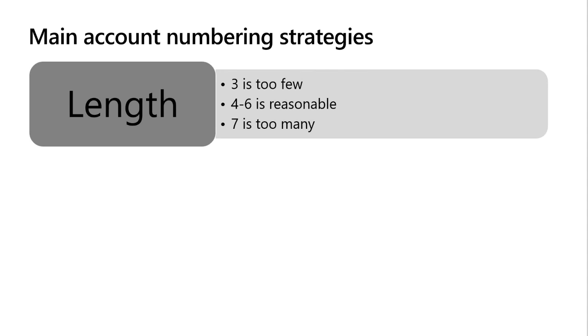First is the length of the account numbers. Generally, 3 digits is too few and does not allow for much growth, while 7 characters is likely too many and may inhibit the usability of the system. Typically, 4 to 6 digits is recommended and allows enough room for growth and creates a balance for the usability.